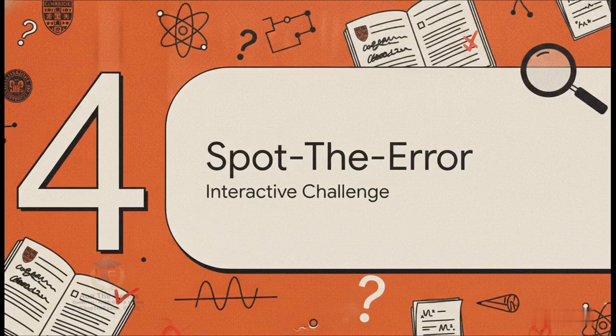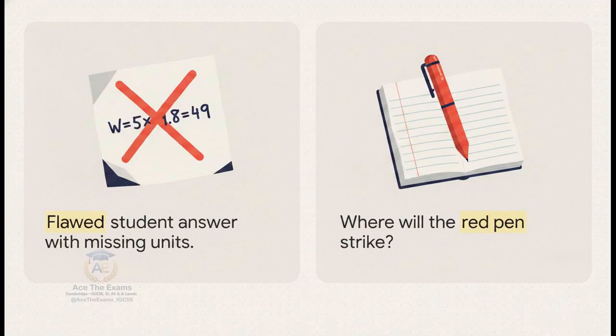Section 4. Interactive Spot the Error Challenge. All right, time to put you in the hot seat. We have a calculation right here for the weight of an object. It says W equals 5 times 9.8 equals 49. I want you to take a second and spot the lethal errors here before the examiner strikes this down.